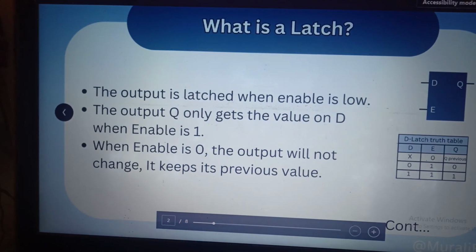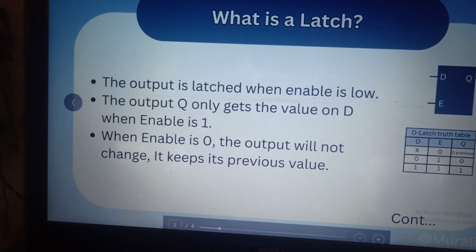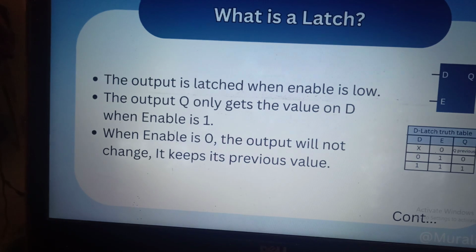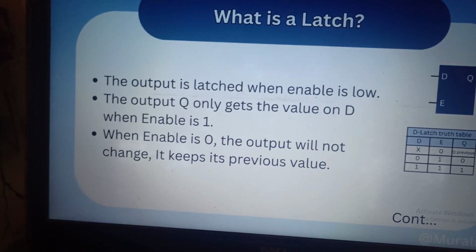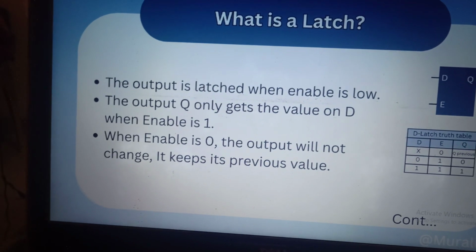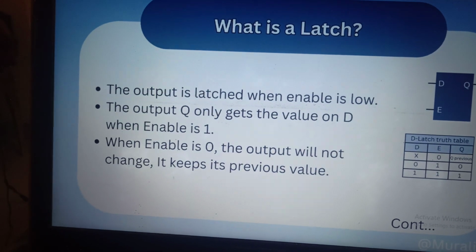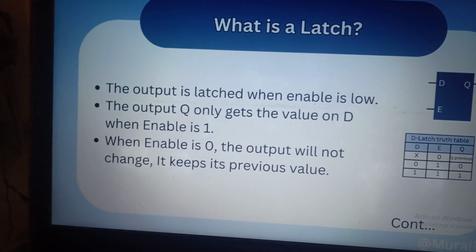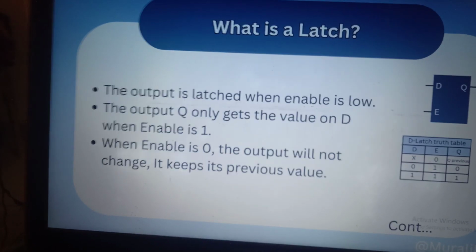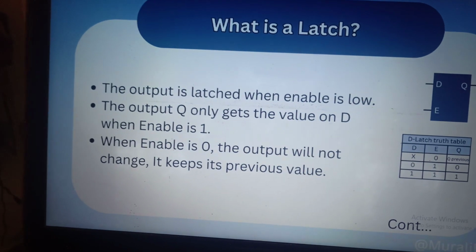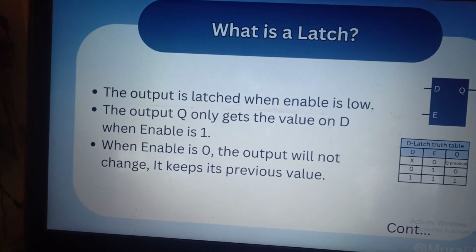The output holds its value when enable is low. If the output is to be latched, it means the enable is low. If enable is high, then the output will show the value D. It means the enable is 1 and the output is D. When enable is 0, the output will not change. It keeps its previous value.